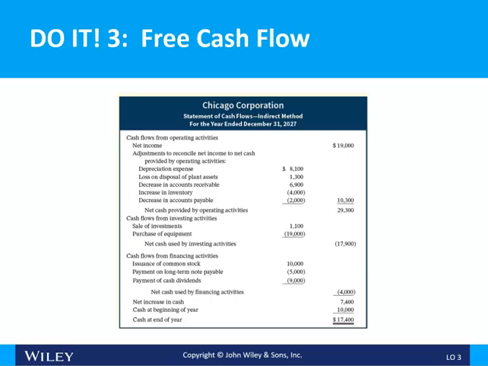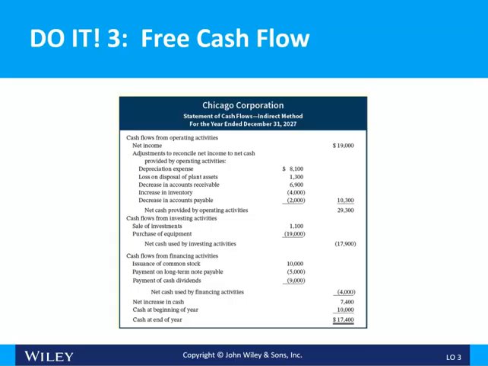Let's see if we can do that on our own here. So Chicago Corporation. We have our cash flow statement, and we need to compute the free cash flow for Chicago Corporation. So we start with our cash provided by operating activities, $29,300. We're going to subtract any cash paid for property, plant, and equipment. So they show purchases of equipment here, $19,000, so we're going to subtract that.